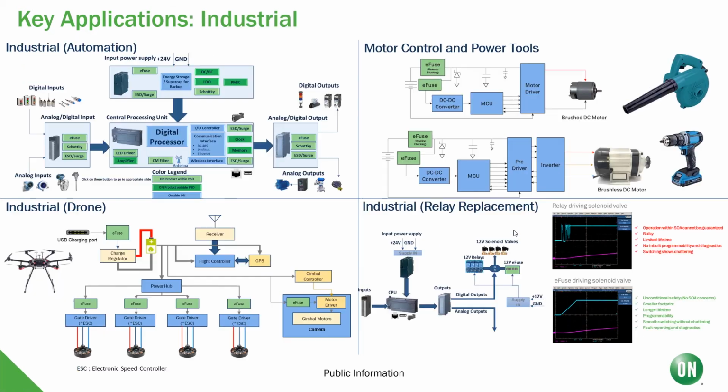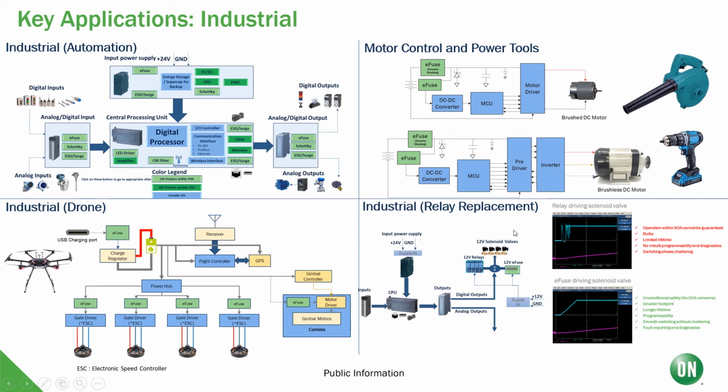Moving on to industrial. In a typical industrial automation application, an eFuse is required on the main 24-volt rail, as well as on all the analog and digital I/Os. Similarly, you can use eFuses to protect DC motors in the case of power tools and industrial drones. Finally, you can see eFuses used as replacements for DC relays plus the fuse that protects them for turning on and off loads.